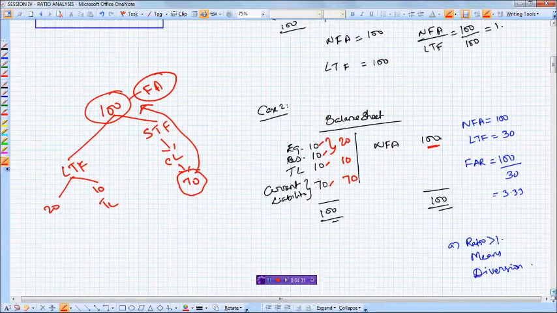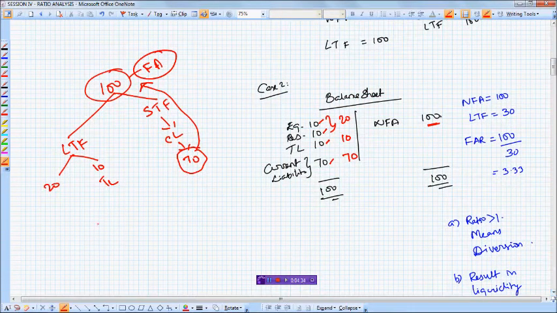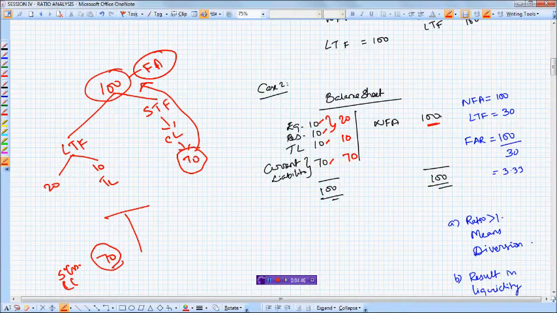This company will suffer a liquidity problem because this current liability of 70 rupees is from, say, sundry creditors or, say, from bank cash credit. These are all called current liabilities because these have to be paid in a short period. See, the idea of calling these current liability is they have to be paid in a short period. So in this case, the 70 rupees have to be paid in a short period.